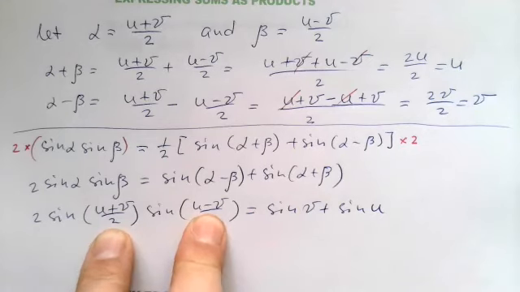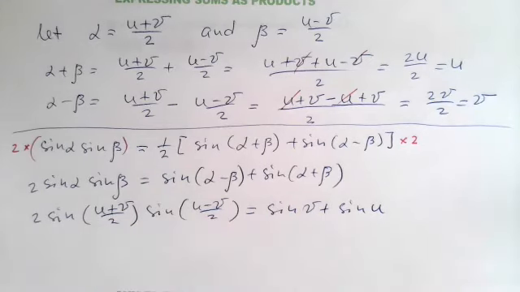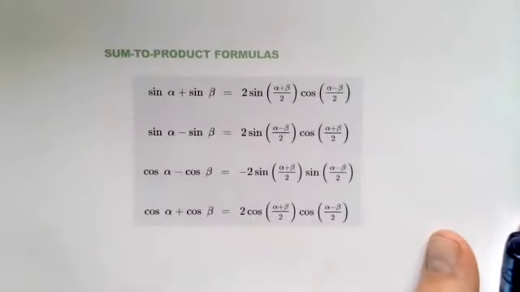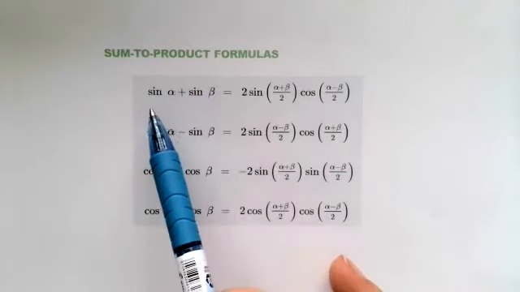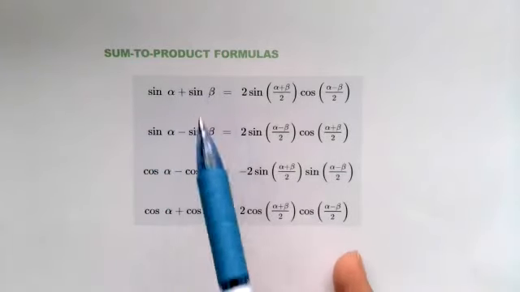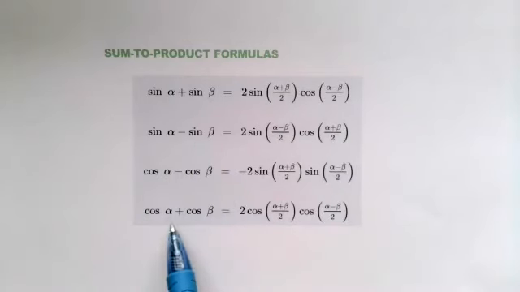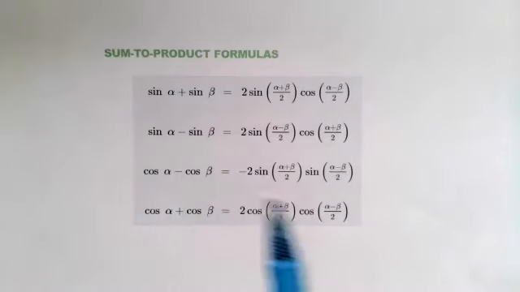We can actually continue this reasoning and come up with all the rest of the formulas. This is the collection of those formulas. So we have the formula for sine alpha plus sine beta, sine alpha minus sine beta, and the cosines. We're going to use these formulas.